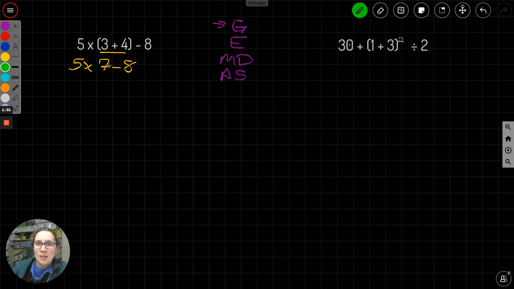There's no exponents in here. So multiply and divide from left to right. 5 times 7 is 35 minus 8. And then we have, last but not least, addition and subtraction. 35 minus 8 is going to be 27. I'm having a lot of difficulties writing here. So the expression equals 27.